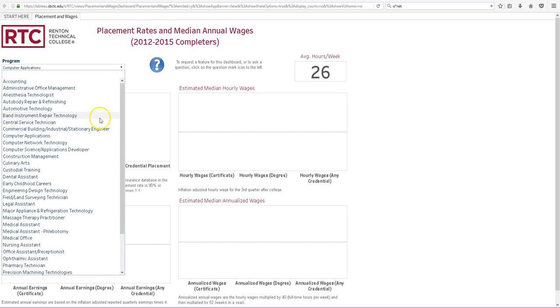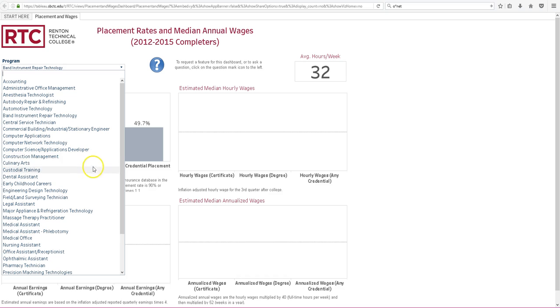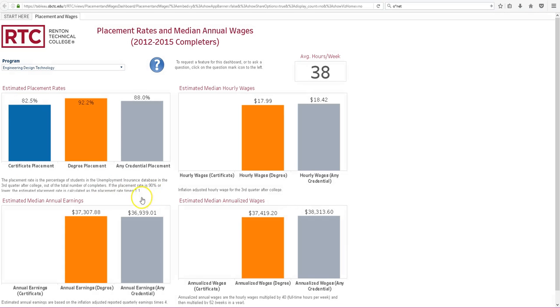There are also some where you might have, like here, the band instrument repair program. We know what the certificate placement rates are, but there are not enough students in the degree group for us to report that, and not enough people with wage data to report on that as well. So you're going to see a lot of gaps when you're looking at this dashboard, and that's just based on the nature of the data. Like here, this is engineering design technology. There aren't enough students with wage data that received a certificate to provide that information. So this is the best that we can do to give you an idea of what the labor market outcomes are for these programs.